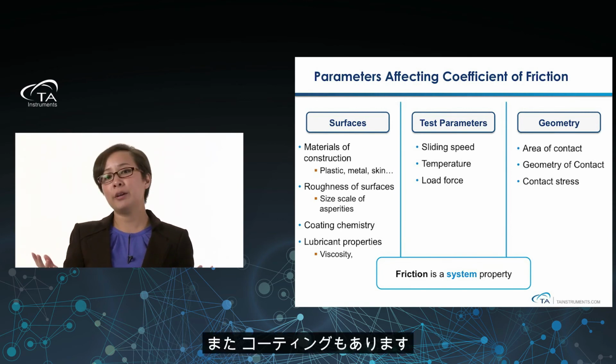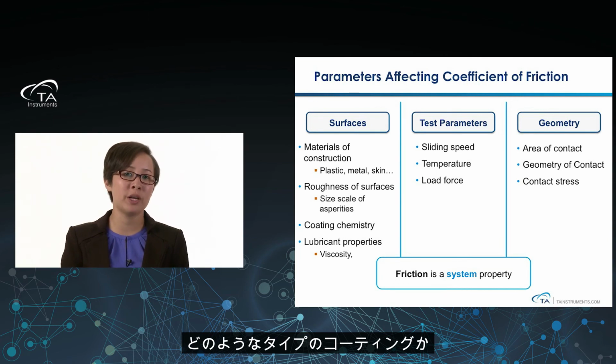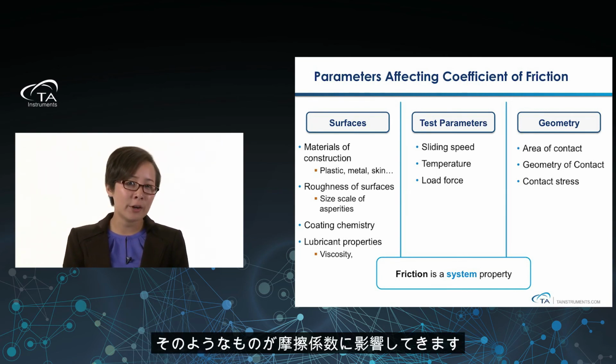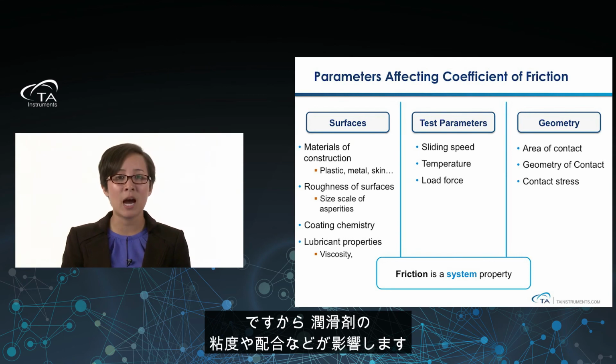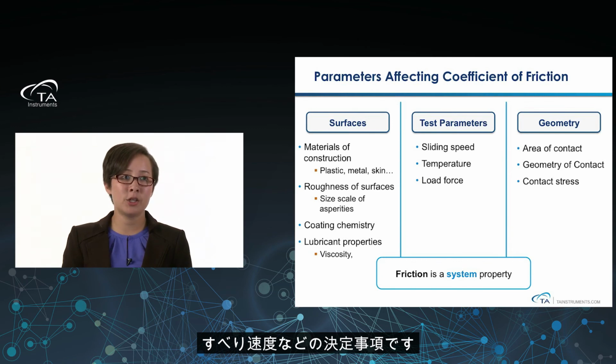Also, do we have a coating? Is there a coating on these surfaces? If we do, what kind of coating is it? What's the material of the coating? How thick is that coating? Things like that are going to play a role in the coefficient of friction. And then also the lubricant properties, so things such as the viscosity of that lubricant, the formulation of that lubricant, what's going to happen.